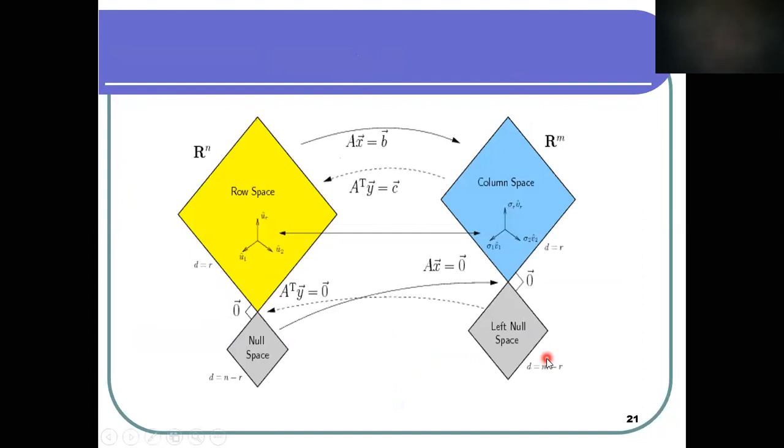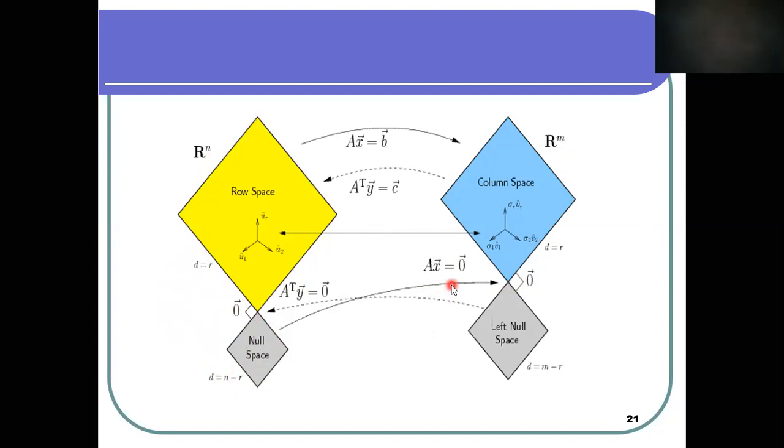So dear student, this geometrical, pictorial diagram tells us the 4 fundamental spaces of linear algebra. What are these 4 fundamental spaces? One is the row space, which is a subspace of domain Rn. Another is the null space, where Ax equals 0, mapping onto the zero of Rm. This is again a subspace of Rn. If the dimension of row space is r and the dimension of null space is n minus r, if you add both, the total dimension is n.